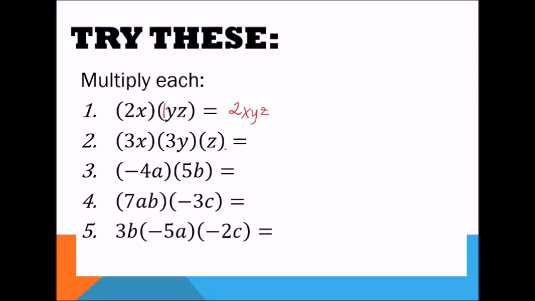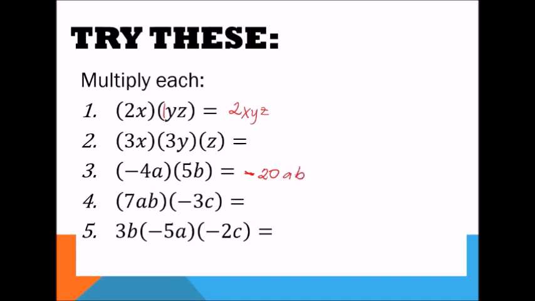Make sure also that you apply our rules in multiplying integers. Like number 3, you have negative 4a times 5b. Negative 4 times 5, different signs. So the answer is negative, since unlike signs give a negative. Then 4 times 5 is 20. Because our variables are different, a and b, just write them side by side.